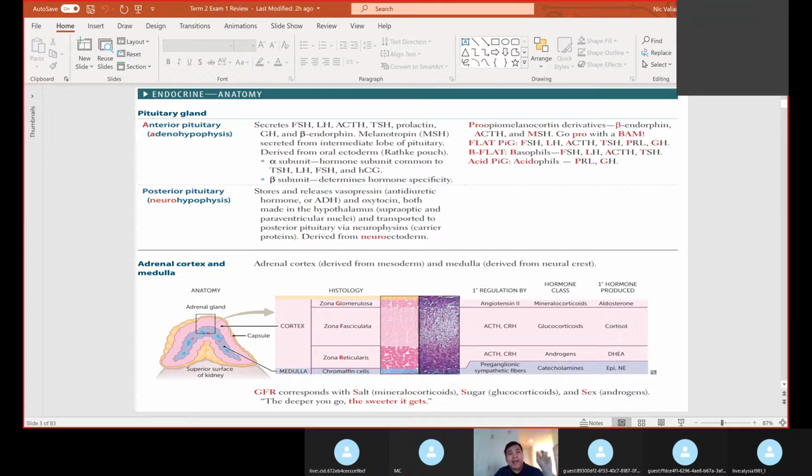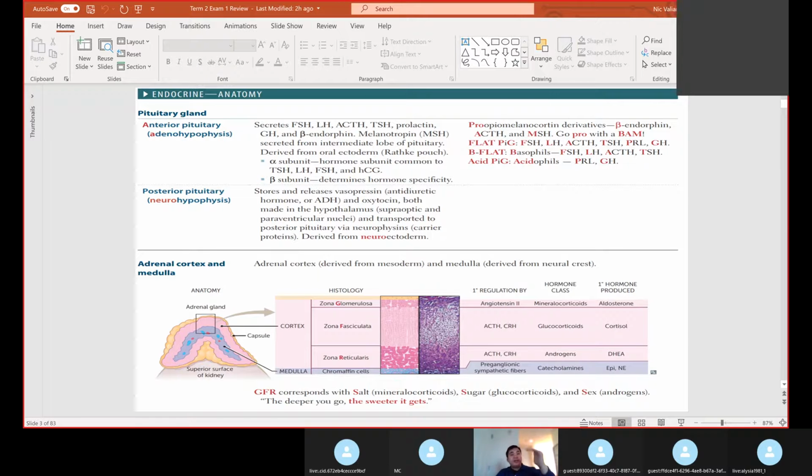What dilates the afferent? Prostaglandins, okay? Don't forget, PDA: prostaglandins dilate afferent, and angiotensin constricts your efferent. Why? To maintain GFR. Good.